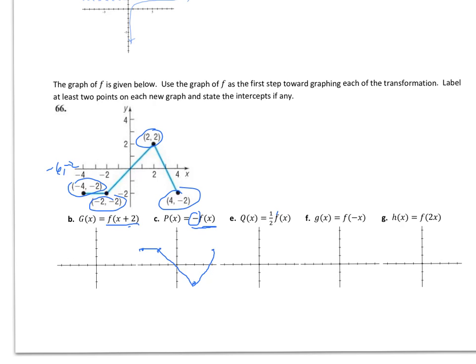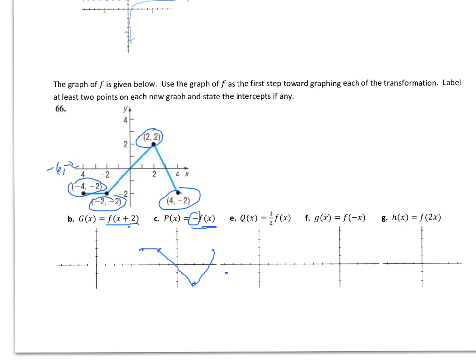Now this says 1/2 f of x. So what's that 1/2 out in front going to do? It's going to squish it, right? So it's a vertical change. Is it going to affect x or y? It's going to affect our y values. And how's it going to affect them? It's going to cut them all in half. Exactly right. So instead of -4, -2, we get -4, -1.